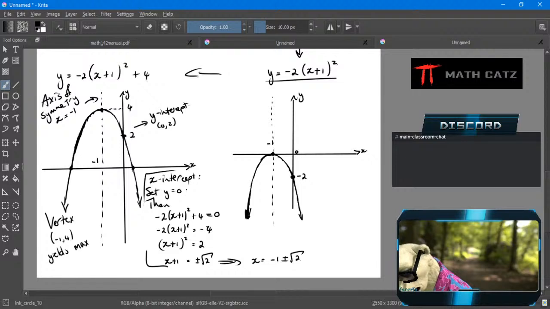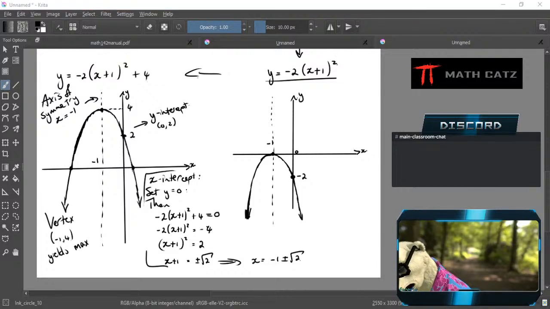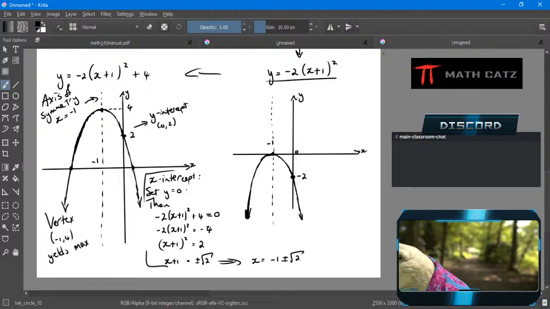Okay, so by looking at the parabola, we see some features of the quadratic function: axis of symmetry, vertex, maximum, minimum. We can find the intercepts. Good to know. All right.